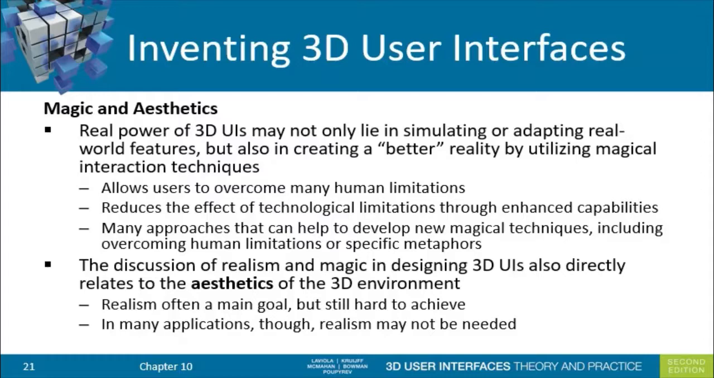Magic and aesthetics. The real powers of 3D UIs may not only lie in simulating or adapting real-world features, but also in creating a better reality by utilizing magical interaction techniques. The first advantage of magical interaction techniques is that it allows users to overcome many limitations, such as limitations to our cognitive, perceptual, physical, and motor capabilities.